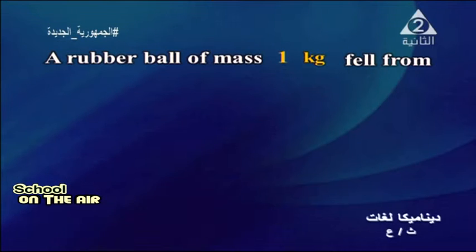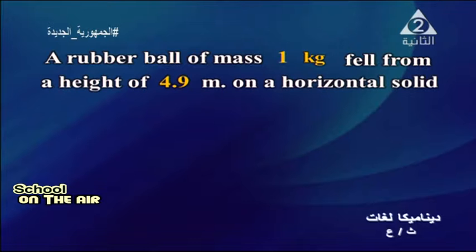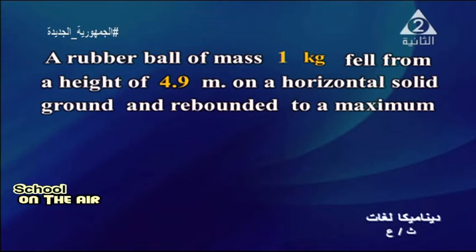A rubber ball of mass 1 kilogram fell from a height of 4.9 meter on a horizontal solid ground and rebounded to a maximum height of 2.5 meter.